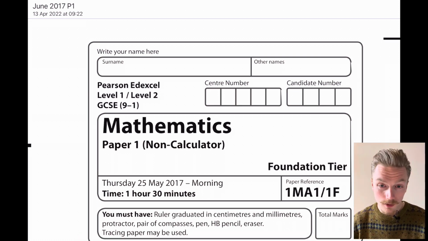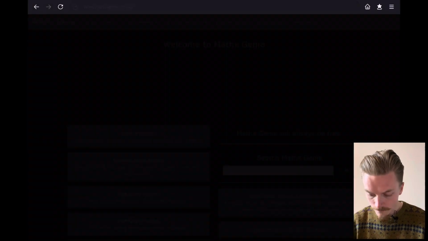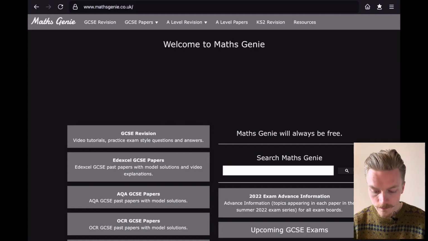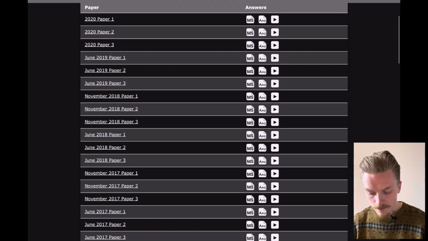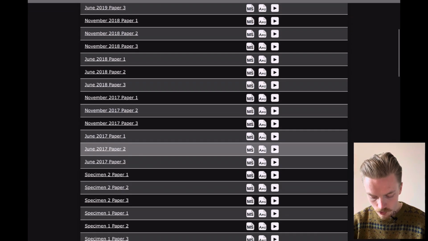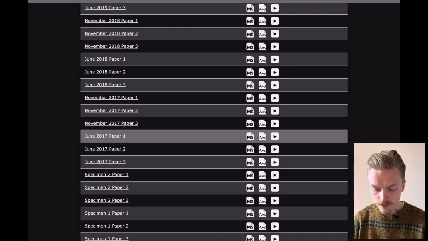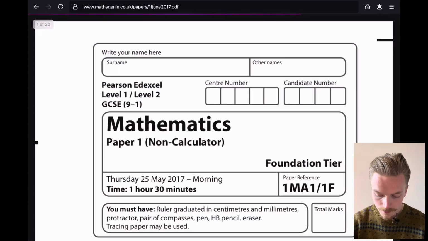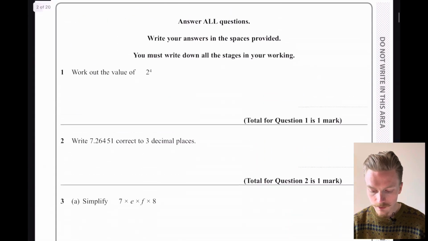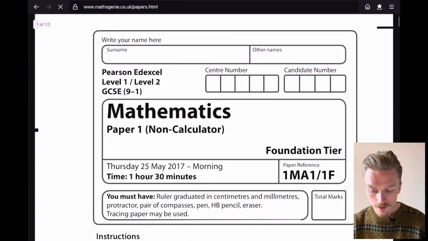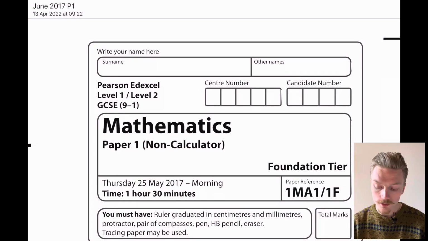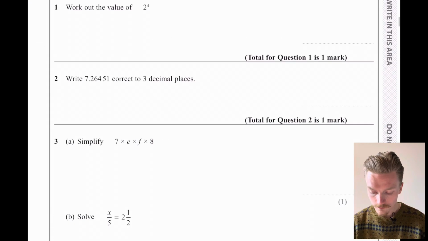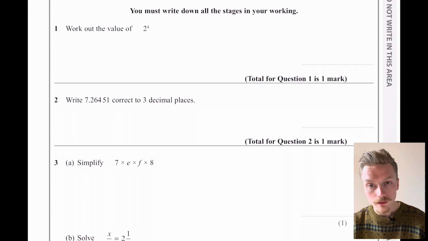Now if you want to follow along by yourselves, navigate to mathsgenie.com and then up at the top there is GCSE papers, Edexcel exam papers. Then scroll down to June 2017, paper 1, and click on the title. This is the paper I'll be working through. You might want to download that yourself, or print it out, or just do it on some paper alongside.